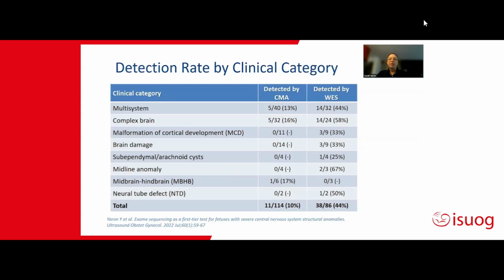So when we divided the cases according to the clinical category that was defined by the ultrasound team, the detection rate for chromosomal microarray for multisystem was 13%, but for whole exome sequencing was 44%. For complex brain abnormality, it was 16% for chromosomal microarray and 58% by whole exome sequencing. And then we had very little detection by chromosomal microarray for other categories, but they were quite high for most categories using whole exome sequencing.